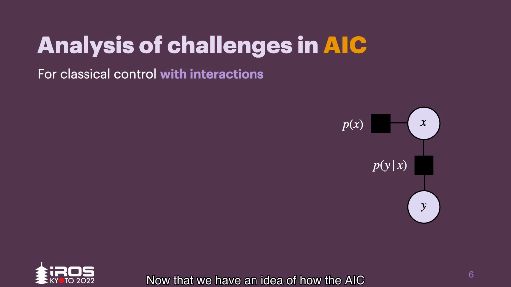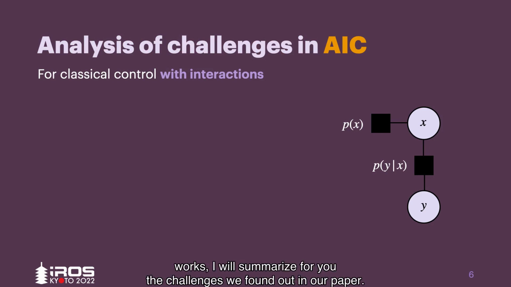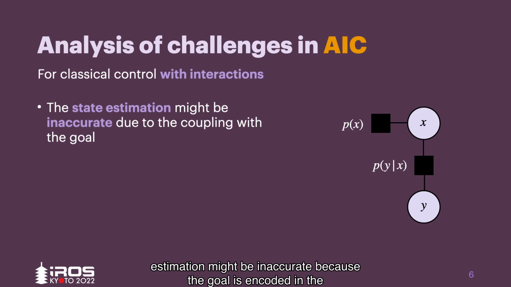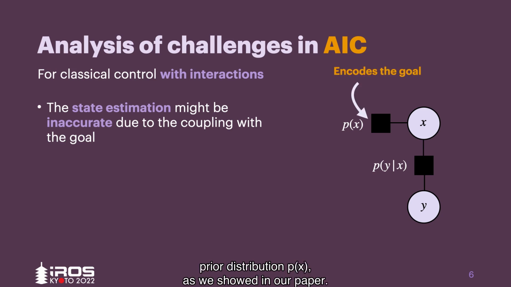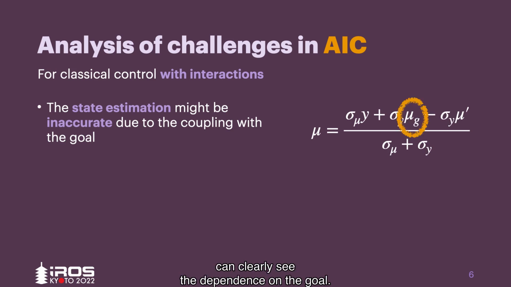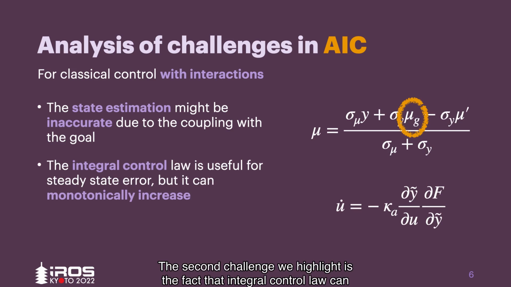Now that we have an idea of how the AIC works, I will summarize for you the challenges we found out in our paper. First of all, in this scheme, the state estimation might be inaccurate because the goal is encoded in the prior distribution P of x. As we showed in our paper, this leads to a state estimation equation which is biased towards the goal. The belief mu indeed converges to the following expression, and here we can clearly see the dependence on the goal. The second challenge we highlight is the fact that the integral control law can lead to integrator wind-up and overshoots, as we've seen earlier.